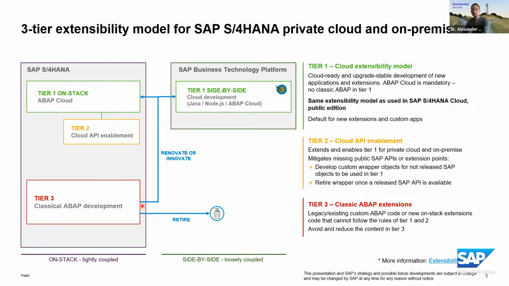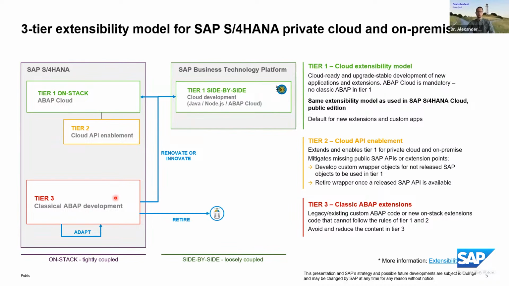Then if there is a business case, of course, you can renovate this scenario and innovate it towards tier 1. So that means either ABAP Cloud or on BTP. Or what, of course, you can also do, and what is recommended, is to adapt the code to make it at least a bit more upgrade stable. So for example, move away from modifications, use BAdIs, and so on.